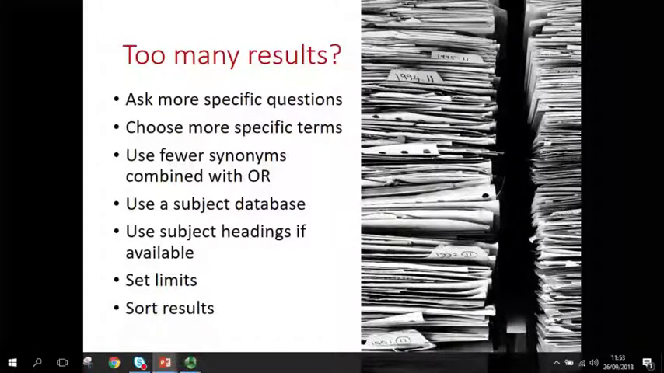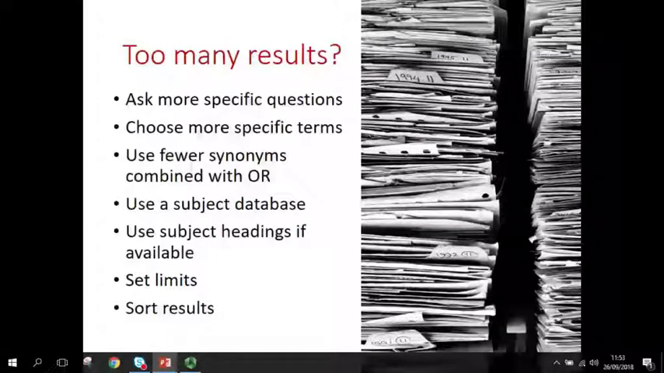So this means spending some more time thinking about what you actually want to know. What is the research question that you're trying to answer, or what is the information gap that you're trying to fill? This can really lead you on to using more specific terms. So for example, if you're doing a clinical question, think again about the population or the patients involved, the intervention that you're interested in, and the outcomes that you're looking for.